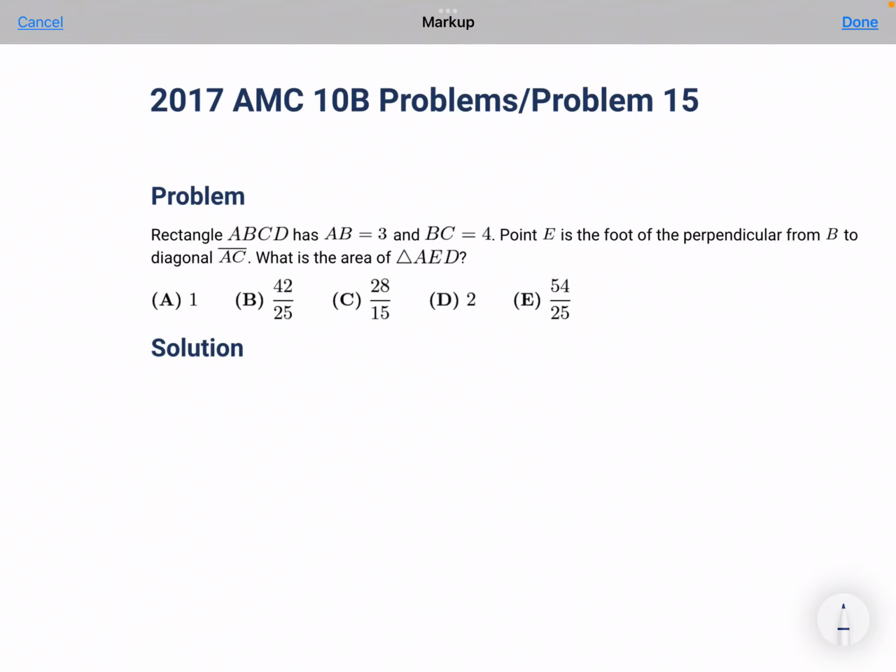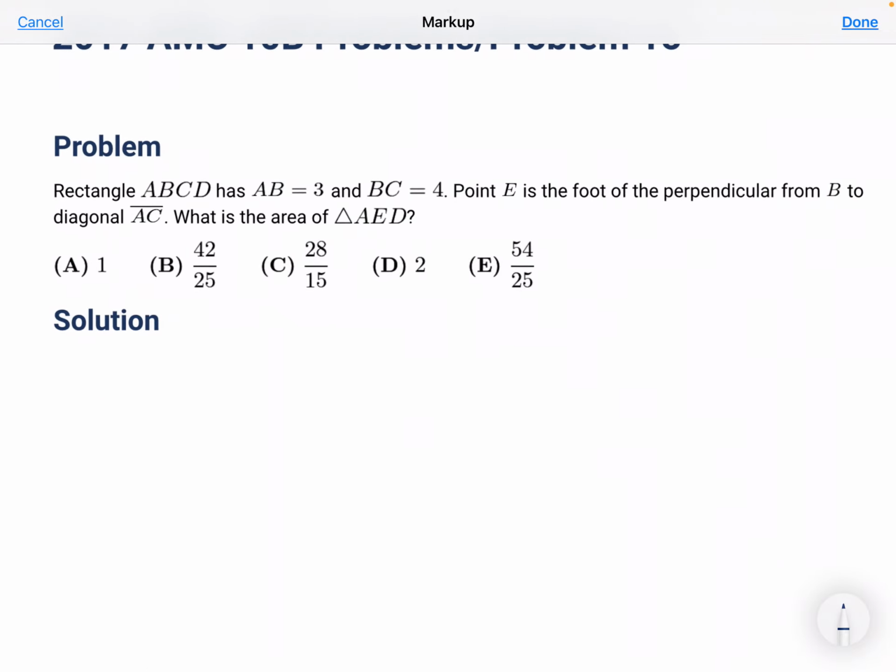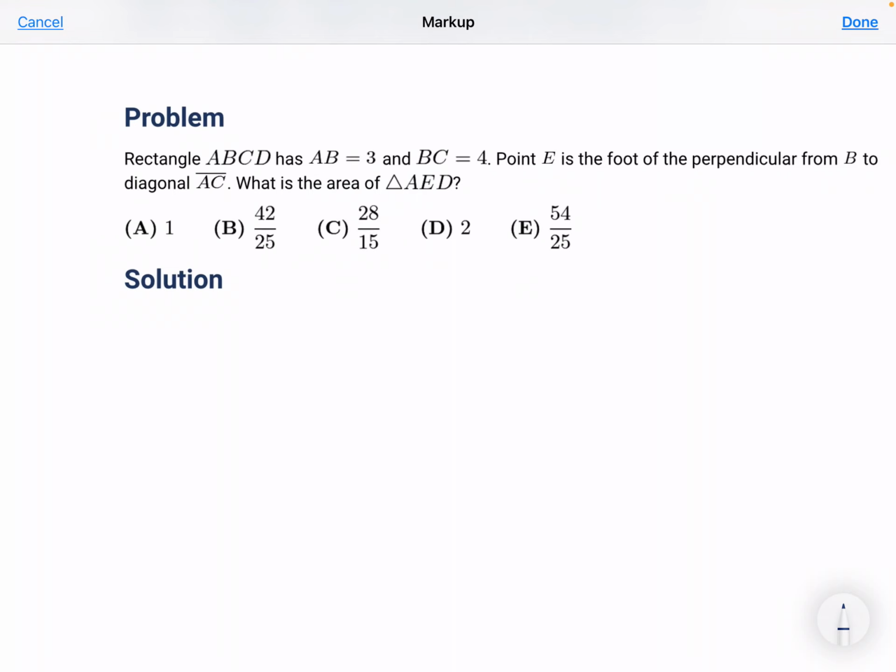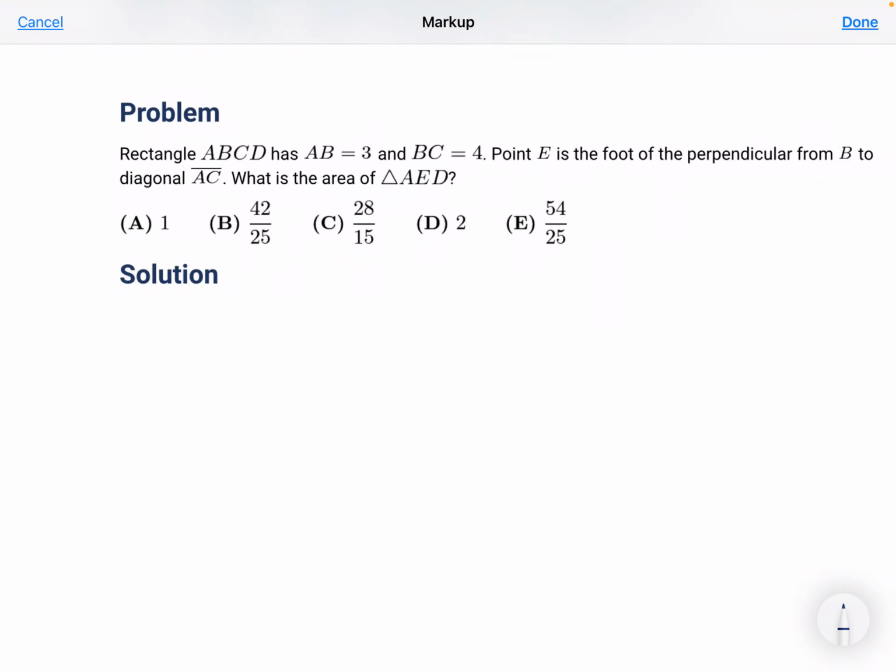Salutations, today we're going to be doing the 2017 AMC 10B problem number 15. Rectangle ABCD has AB equals 3 and BC equal to 4. Point E is the foot of the perpendicular from B to diagonal AC, and we're looking for the area of triangle AED. So this is a geometry problem.